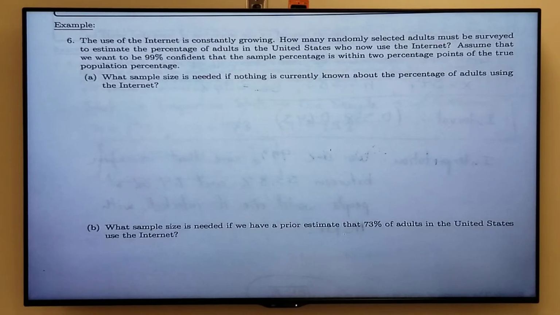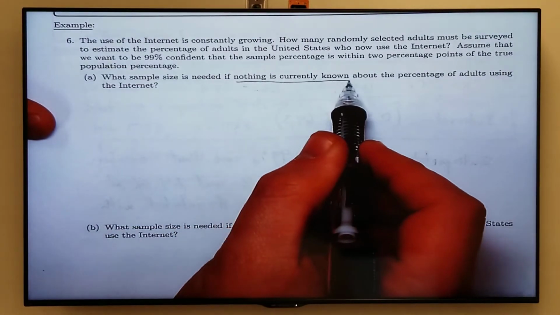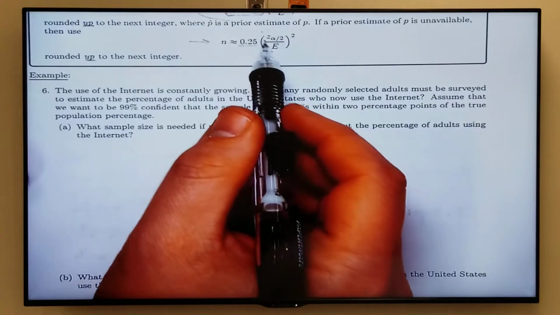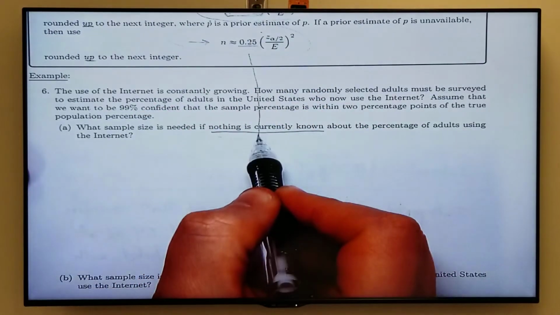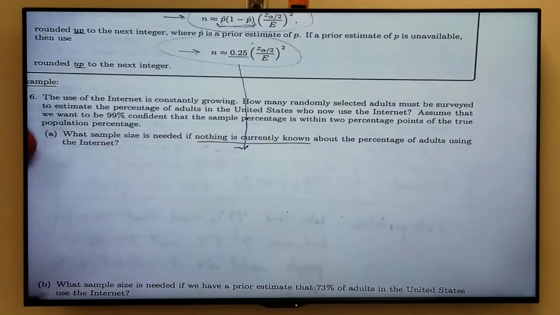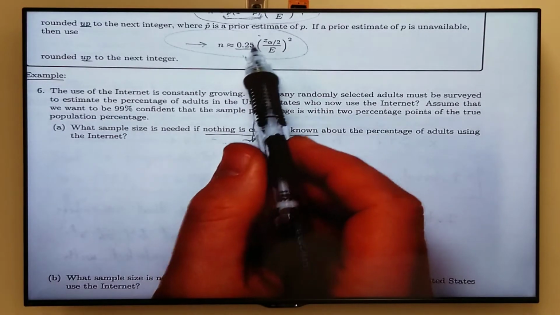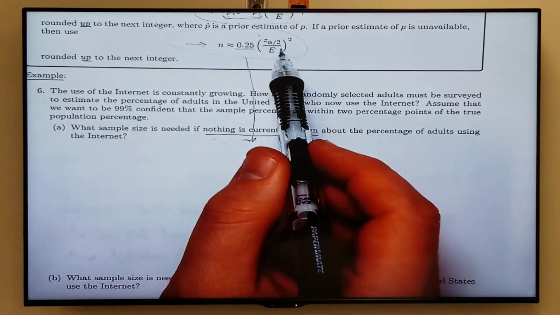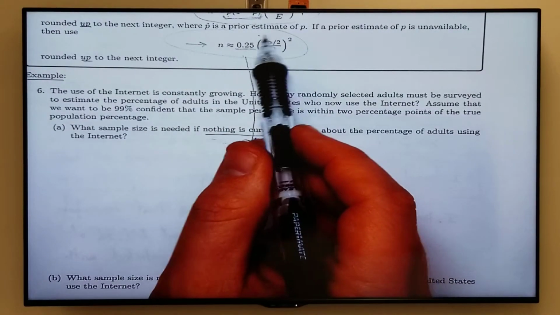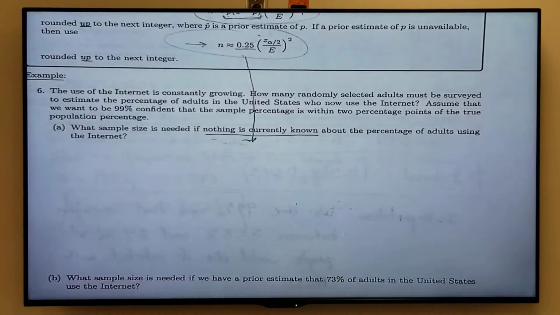Okay, so part A says, what sample size is needed if nothing is currently known about the percentage of adults using the internet? If nothing is currently known, then we're using the bottom formula here, right? Nothing is currently known. We don't have a prior estimate, so we're going to use that formula right there. In order to use this formula, we need to know what z sub alpha over 2 is, and we need to know what E is. So let's focus on z sub alpha over 2.